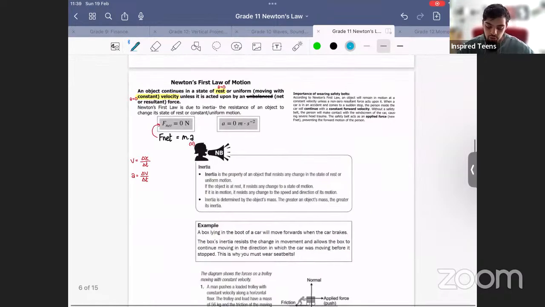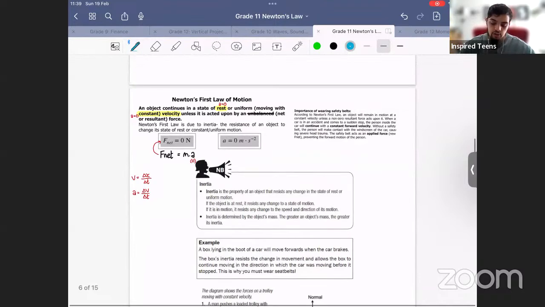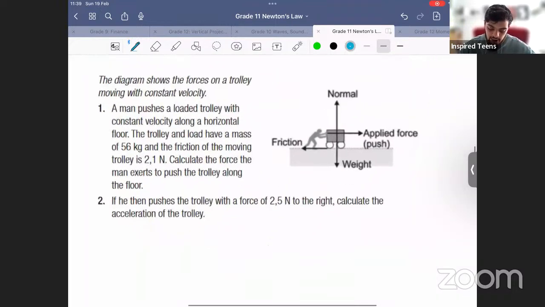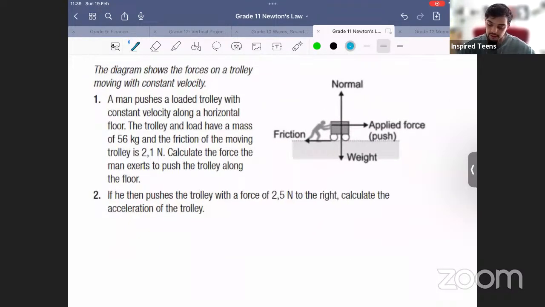So remember, we're back to Newton's first law, where there's no acceleration. Objects want to continue at their state of rest and constant velocity. So the diagram shows forces on a trolley moving with a constant velocity. As soon as we see this, we need to note acceleration is 0. Why? Constant velocity. There's no change in velocity, right?